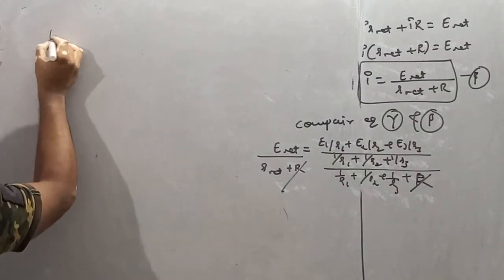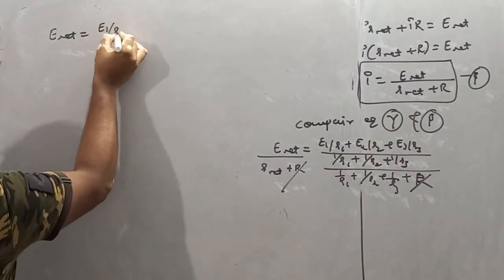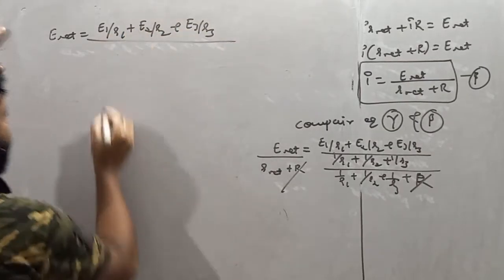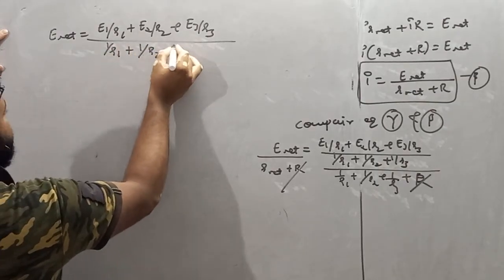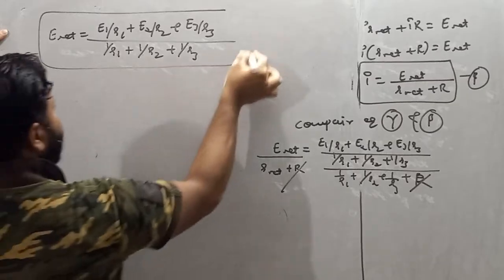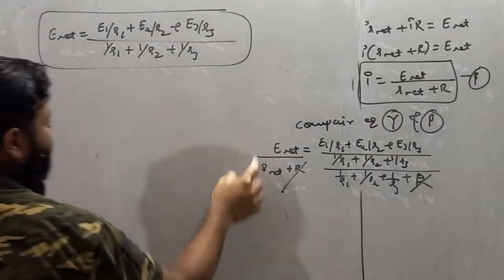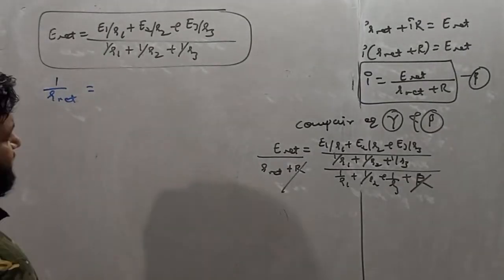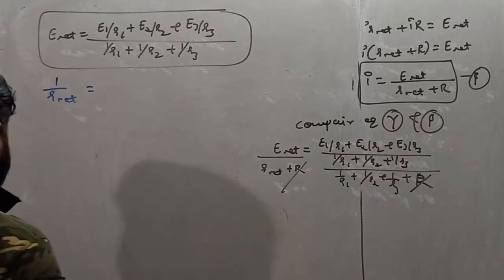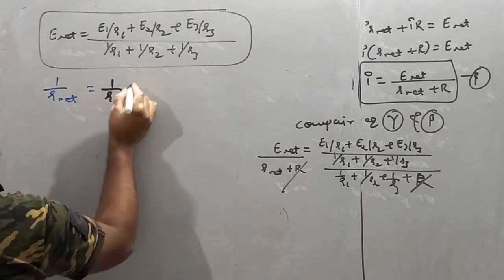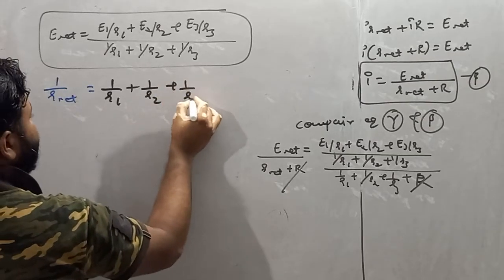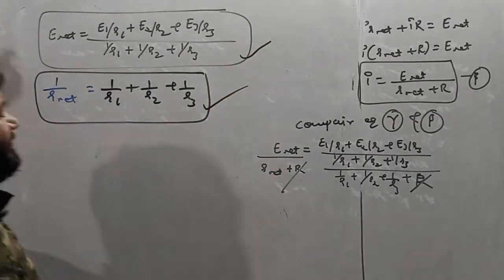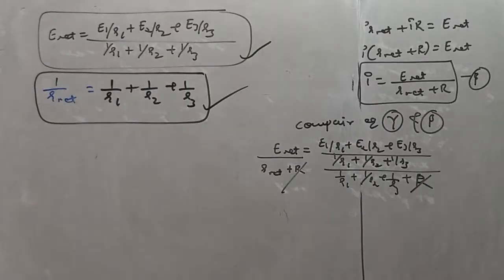E net is equal to (E1 by R1 plus E2 by R2 plus E3 by R3) whole divided by (1 by R1 plus 1 by R2 plus 1 by R3). So this is the value of, dear student, E net. Now see, 1 by R net is equal to 1 by R1 plus 1 by R2 plus 1 by R3. As we all are aware of the parallel combination of resistor formula, so here we have the net resistance and net EMF when the batteries are connected parallel to each other.